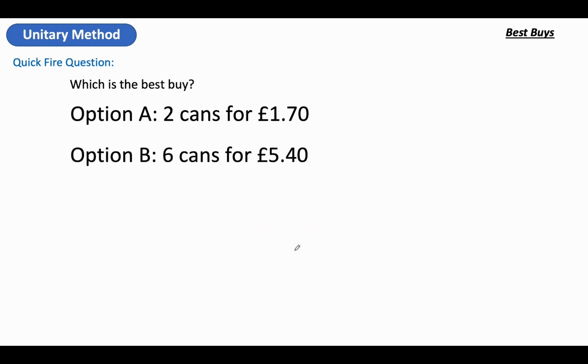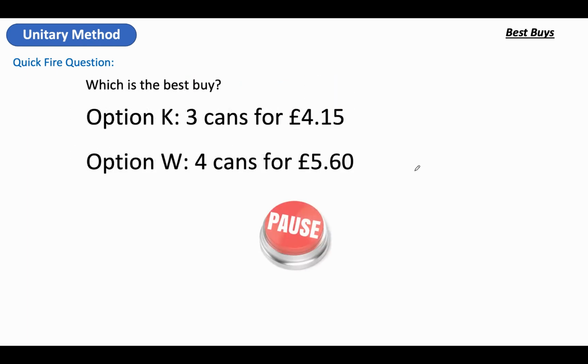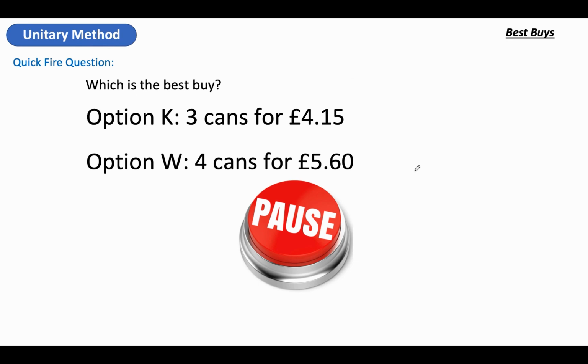Okay, we've unpaused. Let's see now, I'm going to do it with the one can method. 1 can on here would be 85 pence. And 1 can on the second offer would be 90 pence. So which one's the best value? It's the top one because it's cheaper per can. Right, next question. Pause, unpause when you're done.